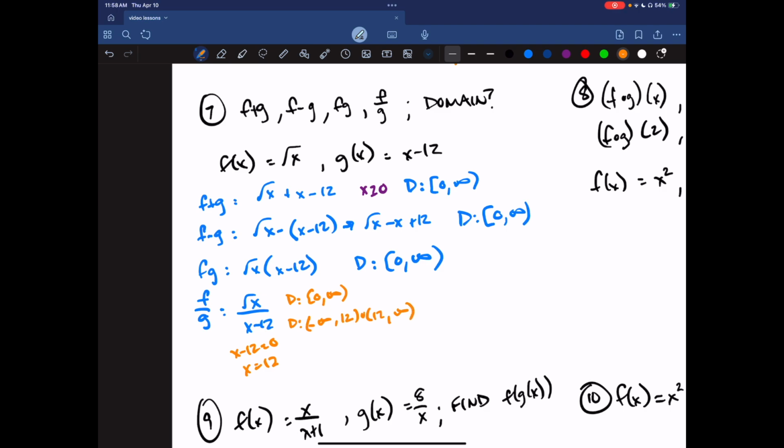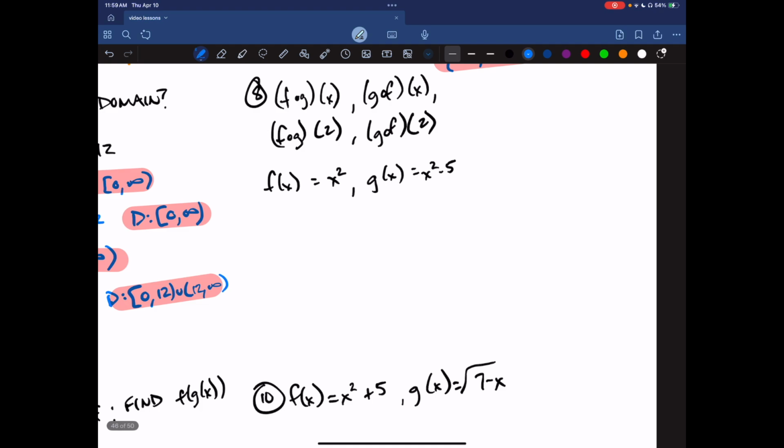Your domain for this entire thing is a combination. Where do they overlap? The bottom goes all the way to negative infinity, but the top won't allow that. So you're going to cut it off where the top ends. So your overall domain for this one is going to be 0 to 12, because you still have that hole at 12, and then 12 to infinity. So it's still 0 to infinity, but now you have a hole at 12. All right, so that's number 7.